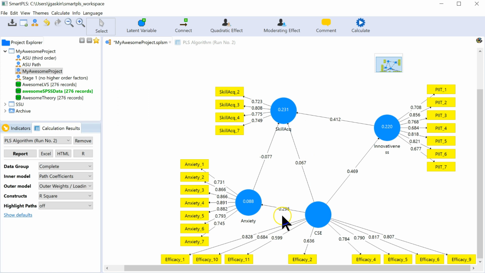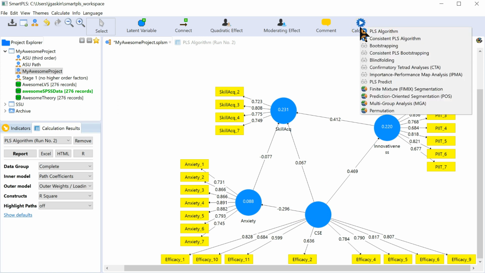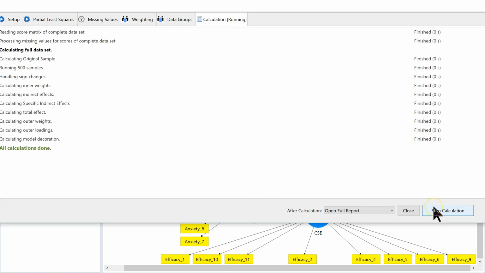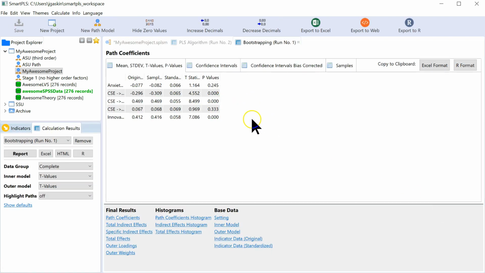But what about this one? Negative 0.296 seems like a pretty big regression weight, and I bet statistically it has a good p-value. Well, to do this, let's go look at the p-values for the coefficient right here. To do that, we need to go to calculate, and we're going to do some bootstrapping. And I'm just going to accept the defaults, start calculation. Let it run. Here's the report.